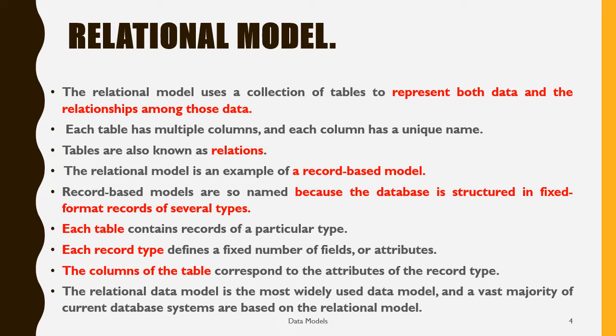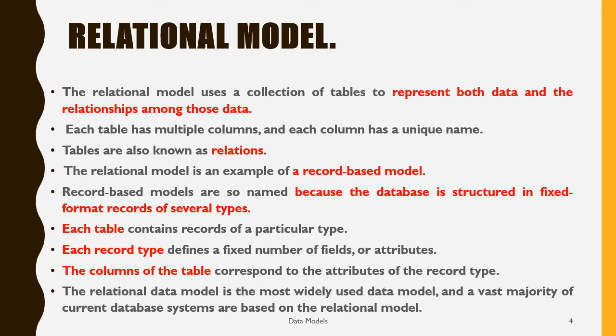So what is the relational model? The relational model uses a collection of tables to represent both data and relationships among those data. Each table in a relational model has multiple columns and each column has a unique name. Tables are also known as relations. The relational model is an example of a record-based model where data is stored as records. Record-based models are so named because the database is structured in a fixed format, with records of several types. Each table contains records of a particular type.